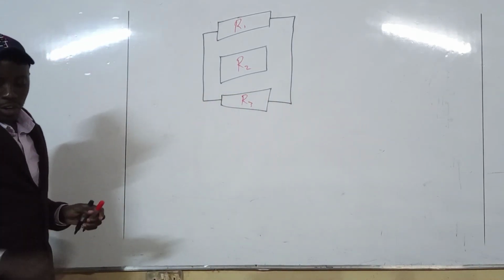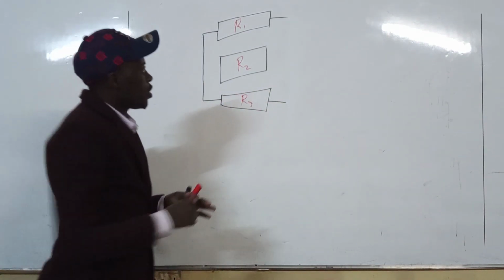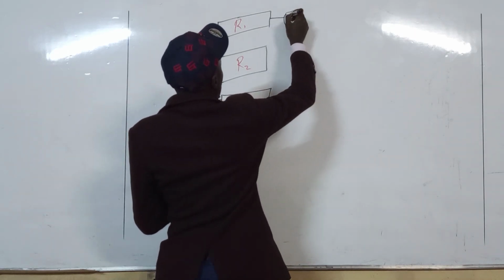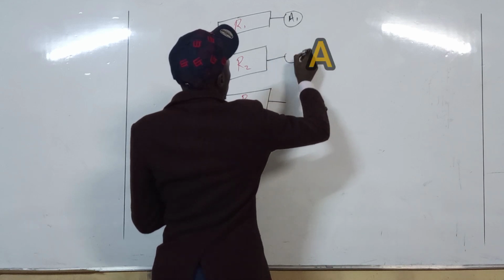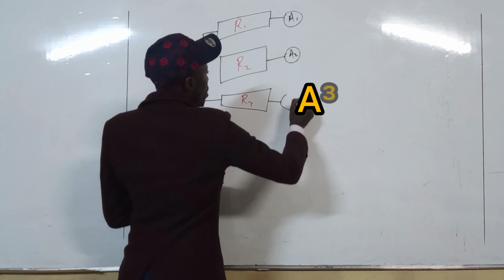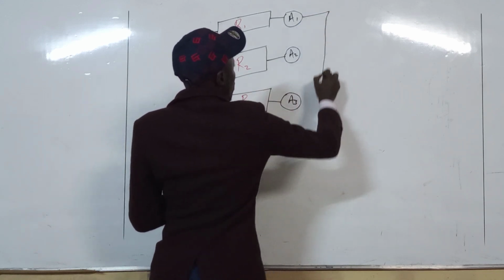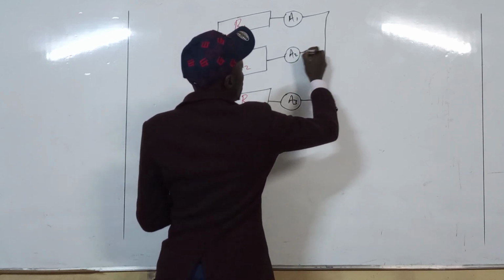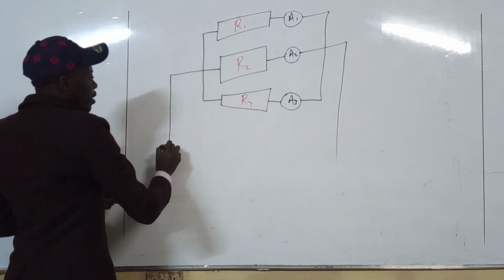For each resistor, we can also include an ammeter. That means for this one, let's say we have ammeter 1. For this one, ammeter 2. For this one, ammeter 3. Then we have the circuit. We have now the complete circuit.